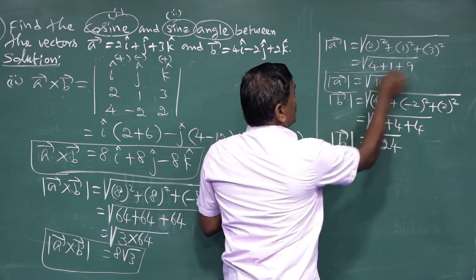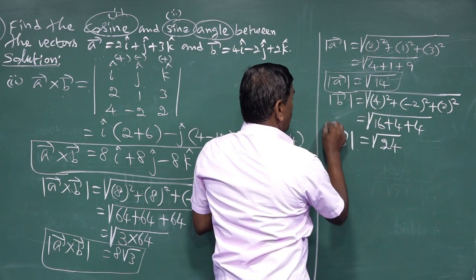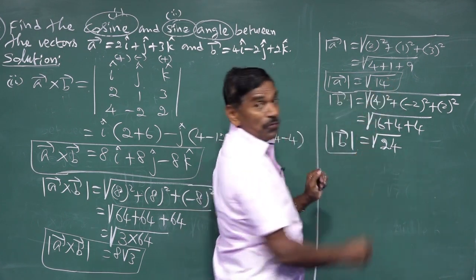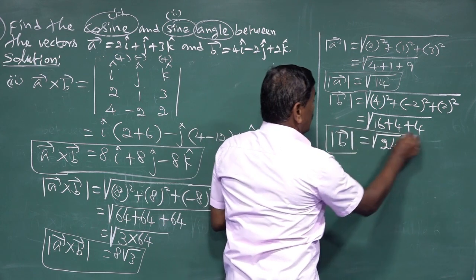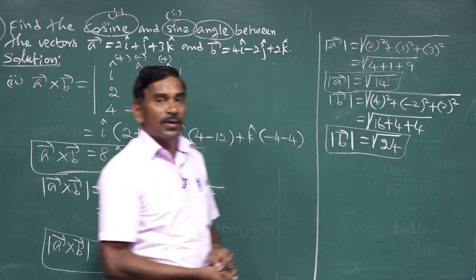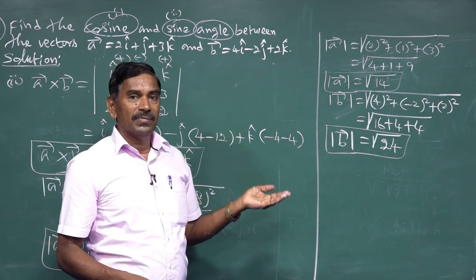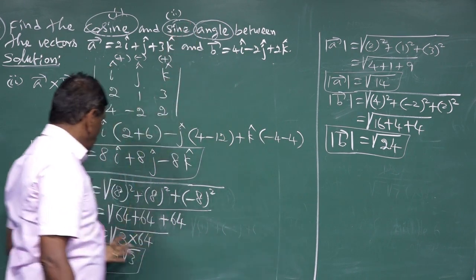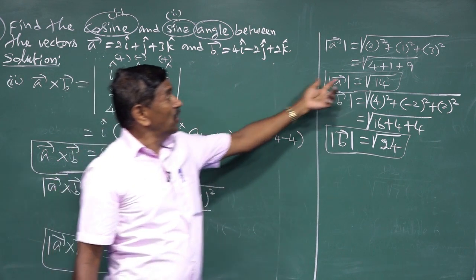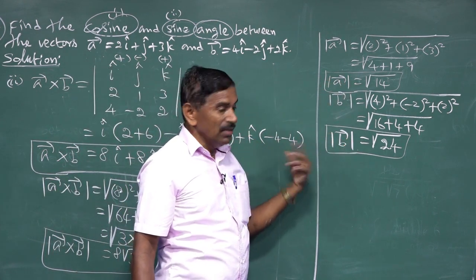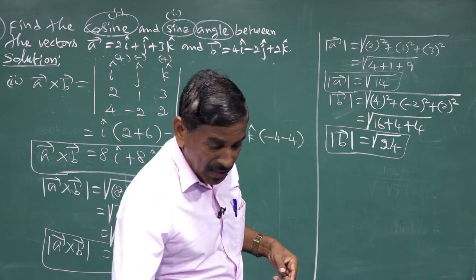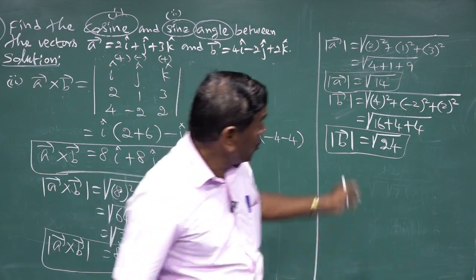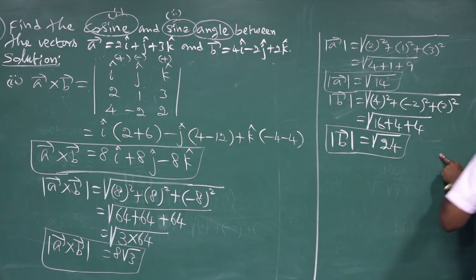So, modulus A vector is equal to root 14, and modulus B vector is equal to root 24. Now, what is the next step? Sin theta is equal to modulus A cross B divided by modulus A vector into modulus B vector. That is the formula. Here I have no place, so I want to write it on the right hand side.